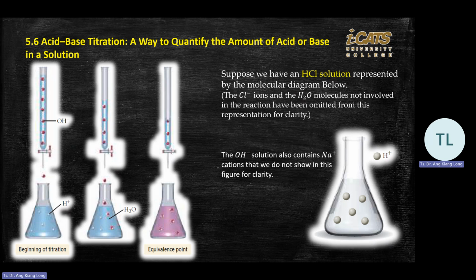So the process will be OH negative plus H plus. If you drip them together, combine them together, you get water. Then the color change means that the equivalence point is reached, which means you get the balanced amount. Water is pH 7, neutral. If you get pH less than 7, it means acid; more than 7 means alkali or base.